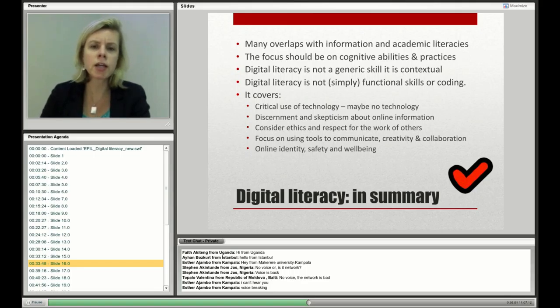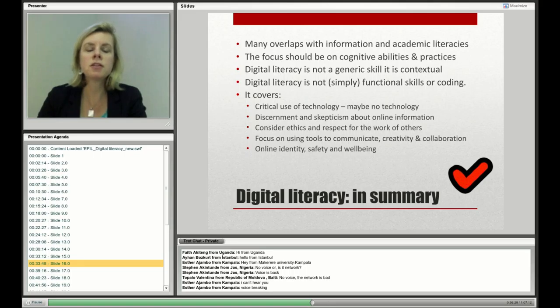Digital literacy, I think, and hopefully by looking at these models we've seen this, is not just functional skills and it's definitely not coding. Although some people might think it is, and some of your students or some of your staff might decide that they do want to learn how to code. But I've listed out, as I see it, some of the core things that I think digital literacy covers, in my view.